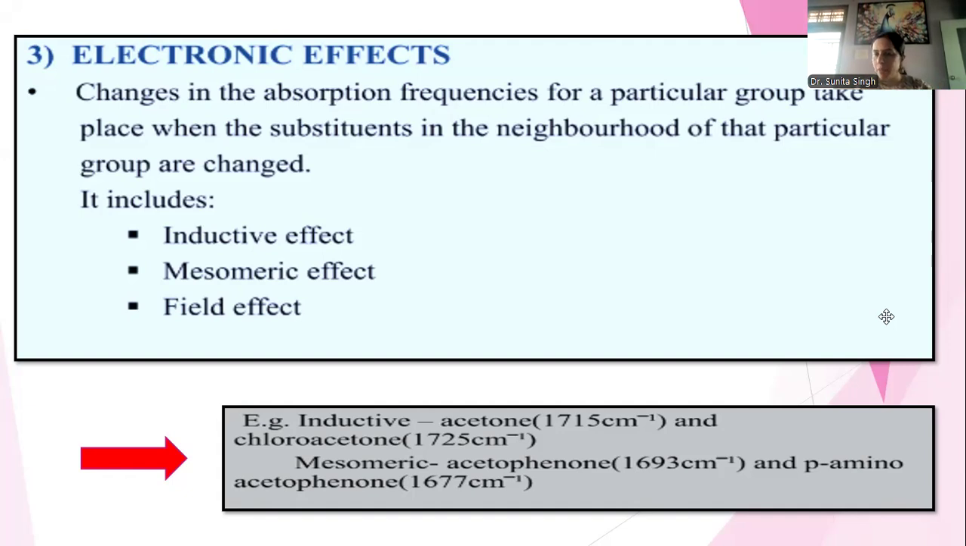Like, is there any type of hydrogen bonding? Is there any type of vibrational coupling? Are there any electronic effects that are going to play a role in depicting the vibrational frequency?